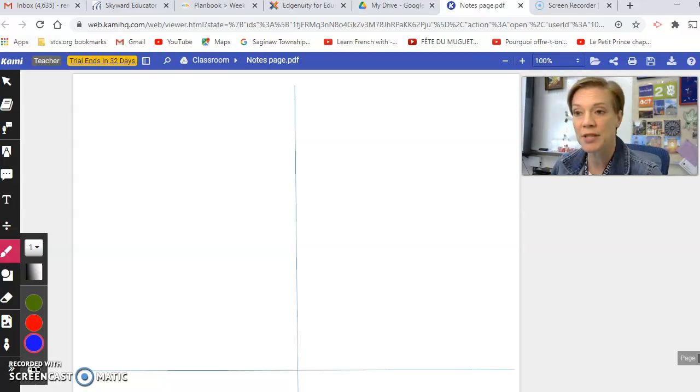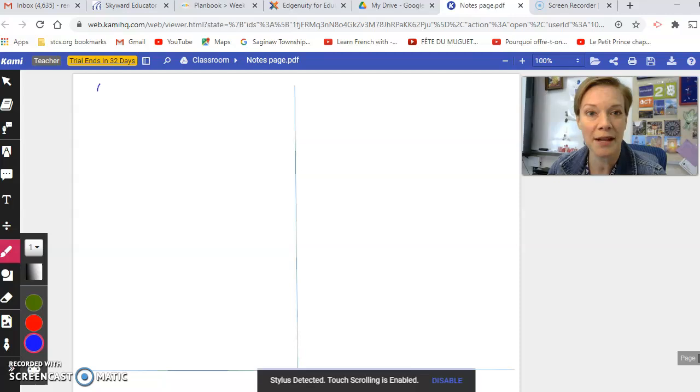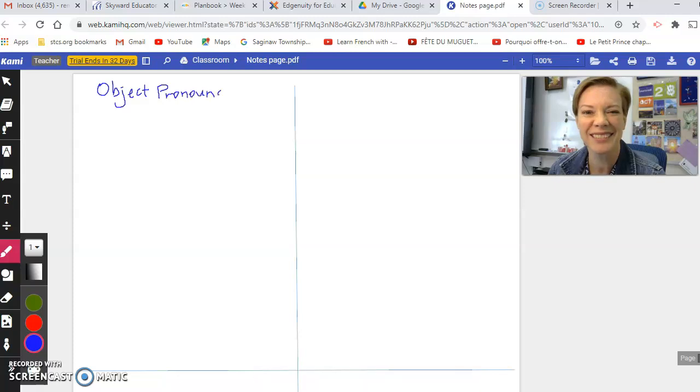So let's start with just the idea that we're talking about today, object pronouns. And fair warning, my handwriting is not so great. I'm using this little tablet. It's kind of slippery. I feel like my handwriting isn't as good as it could be, but hopefully you can still follow along. So the title of this, object pronouns. See what I mean? Ooh, it's not the best.